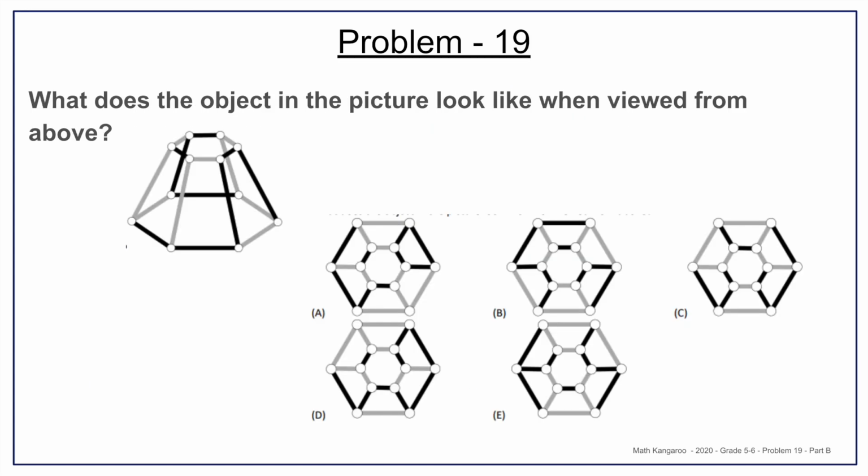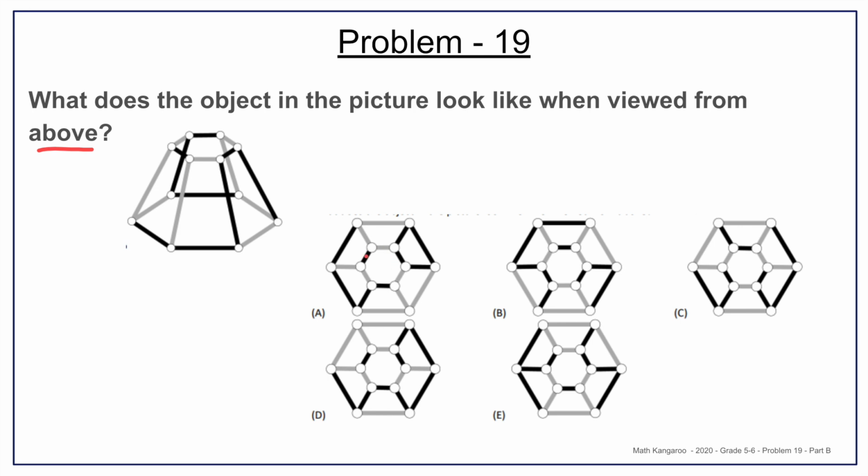Problem 19. What does the object in the picture look like when viewed from above? This is the main picture and these are our options, and we have to find out which option matches the correct connections between them. So we are given a ring of pipes with a pattern at the top and a structure at the bottom, and they are connected with a series of pipes. And we need to figure out which option matches the correct connection between them.